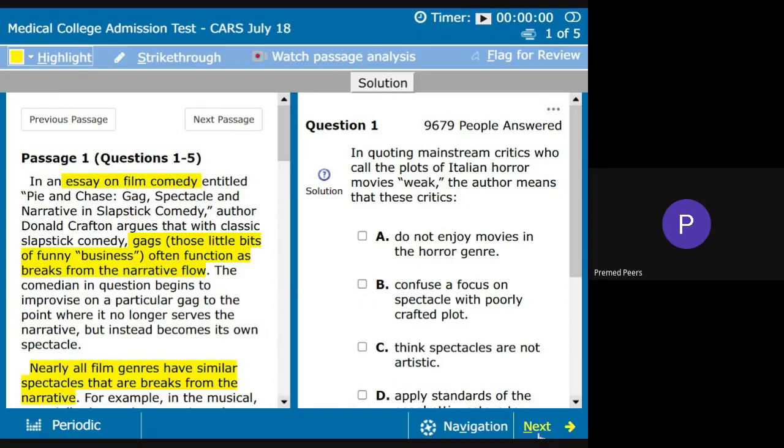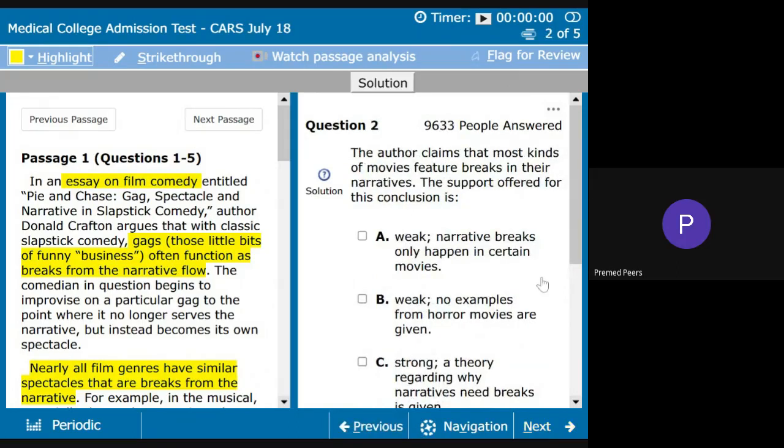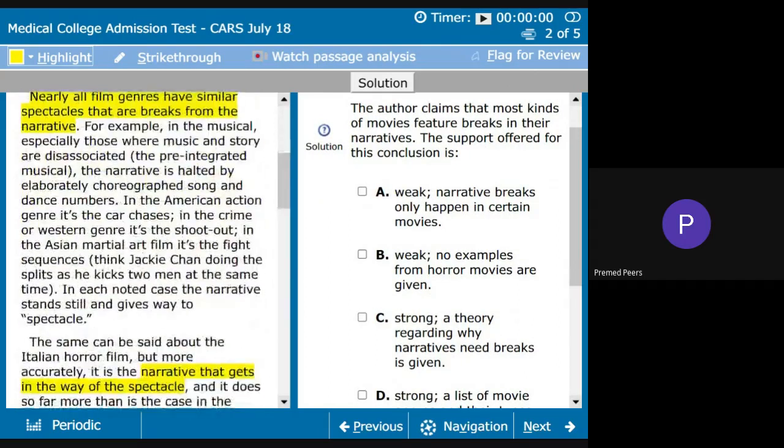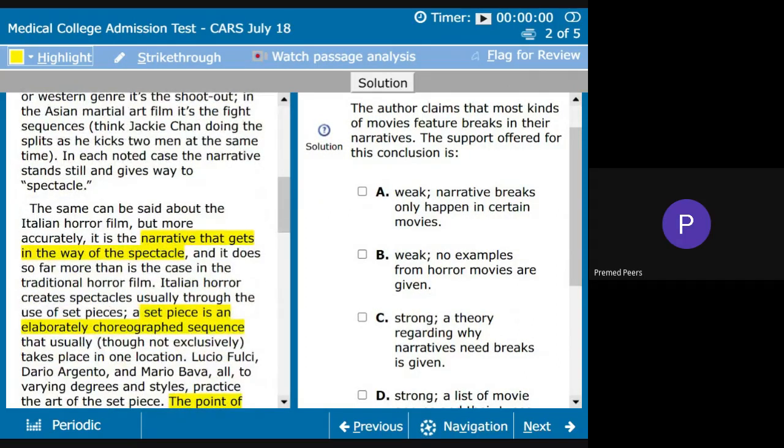Okay. Question 2. The author claims that most kinds of movies feature breaks in their narratives. The support offered for this conclusion is what? So this is asking you specifically about the evidence, or the rhetorical strategy, used in the passage. So again, in the chat, drop what answer choice you put down or your best guess, and some sort of asterisk or symbol if you're willing to speak on it. Hopefully different people, if everyone can get engaged a little bit, but no pressure.